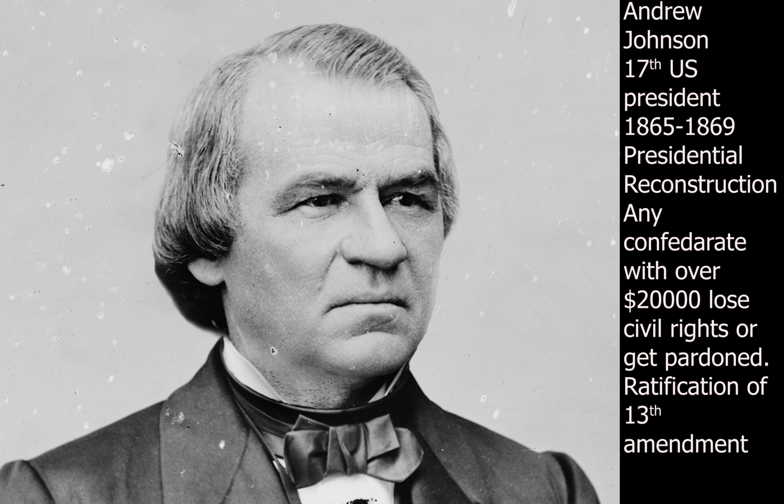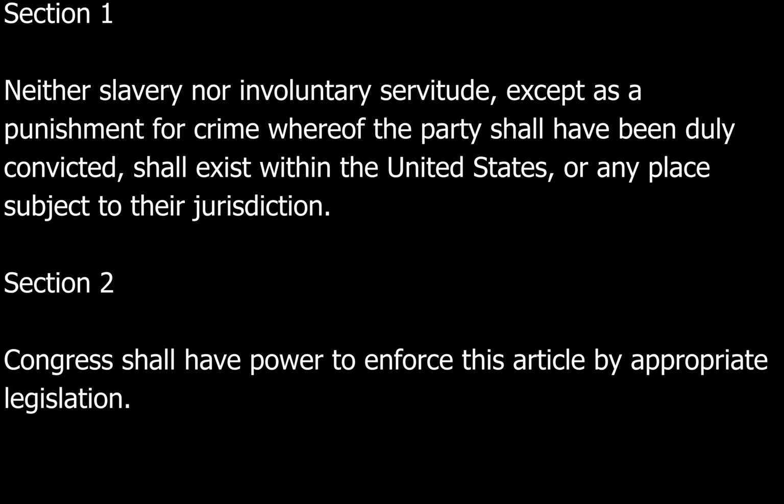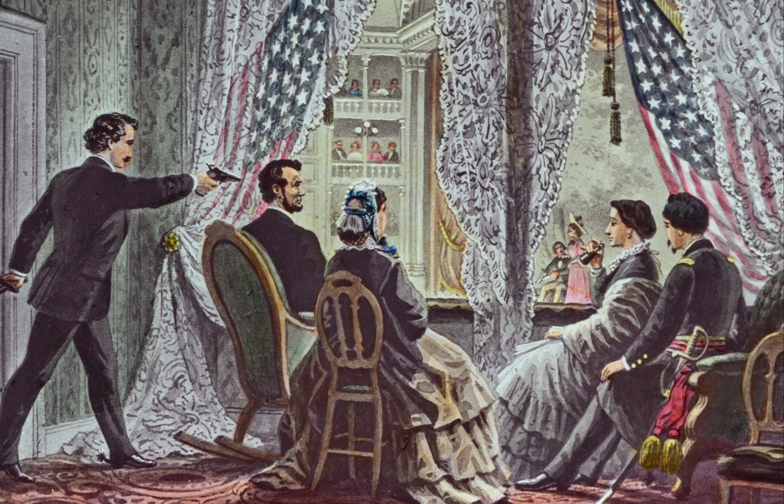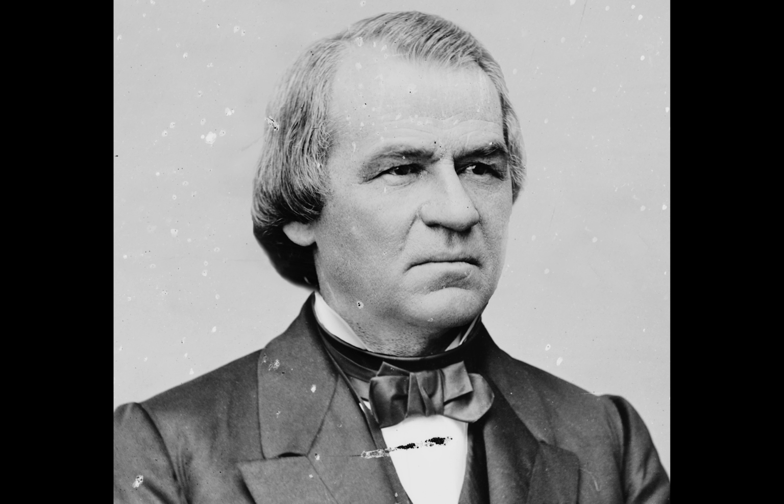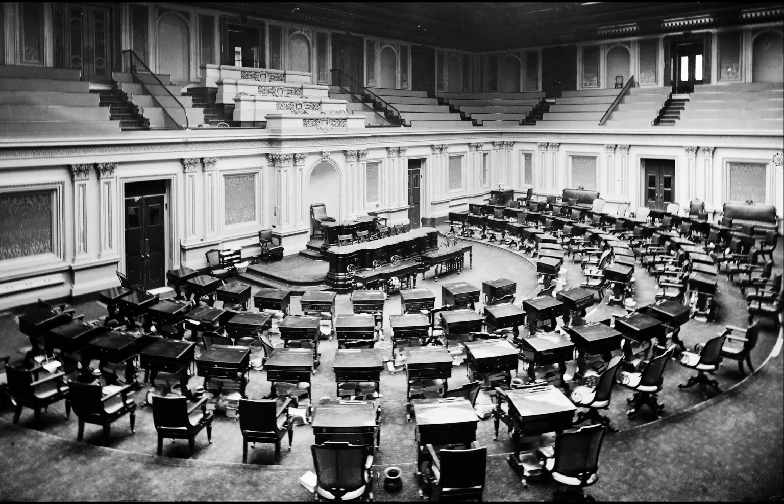Johnson blamed wealthy landowners for the war. His plan was for any Confederate with over $20,000, which was closer to $1 million when adjusted for inflation, to lose civil rights, and required ratification of the 13th Amendment. After Abraham Lincoln was assassinated on April 4th, 1865, Andrew Johnson became president, and in the election of 1866, the Radical Republicans gained control of Congress.